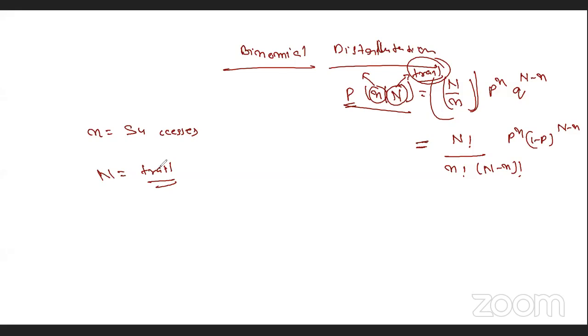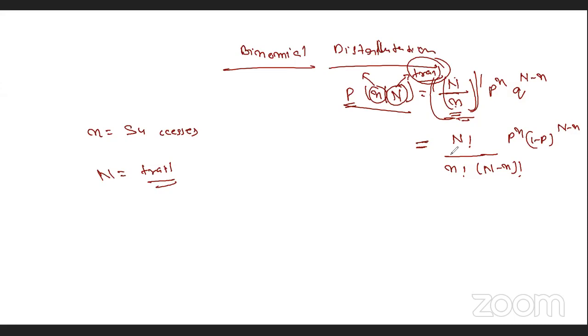There is a library available in Python by which you can find these things. Whenever you expand this function, this particular factor is called a binomial coefficient. The total number of trials over the number of successes is called a binomial coefficient, and if you expand it, it's nothing but NCn.